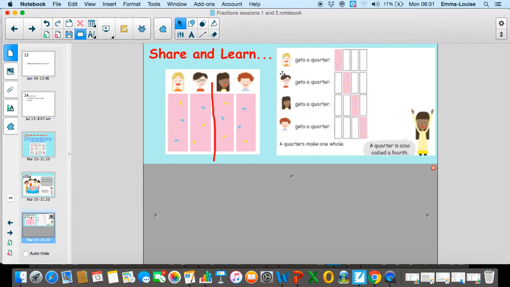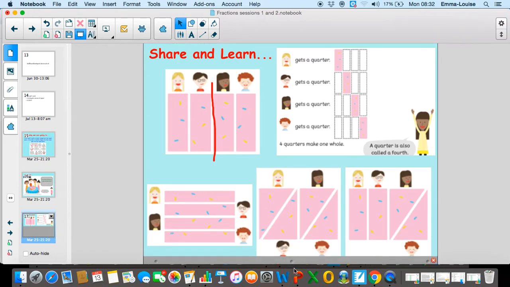Well, if we share it into four equal parts, Hannah gets this piece. This is a quarter. Charles gets this quarter. It's the same size, so it has the same name. Hannah gets a quarter. Charles gets a quarter. How much does Amira get? She also gets a quarter, and Elliot gets a quarter as well. Each child receives 1/4 of the cake. Altogether, 4 quarters make 1 whole. We can also call a quarter a fourth because there are 4 equal parts altogether and we're looking at one of them.